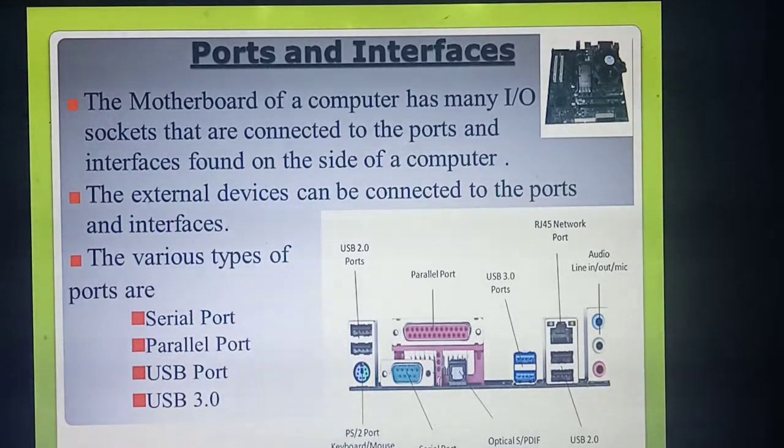So all these sockets are available in the motherboard. All the sockets, ports, and interfaces will be available at the side or back side of the motherboard. Understood? So that's the full picture. The first picture is a full picture of the motherboard. The next big picture I have shown is the back side. This is called ports and interface.